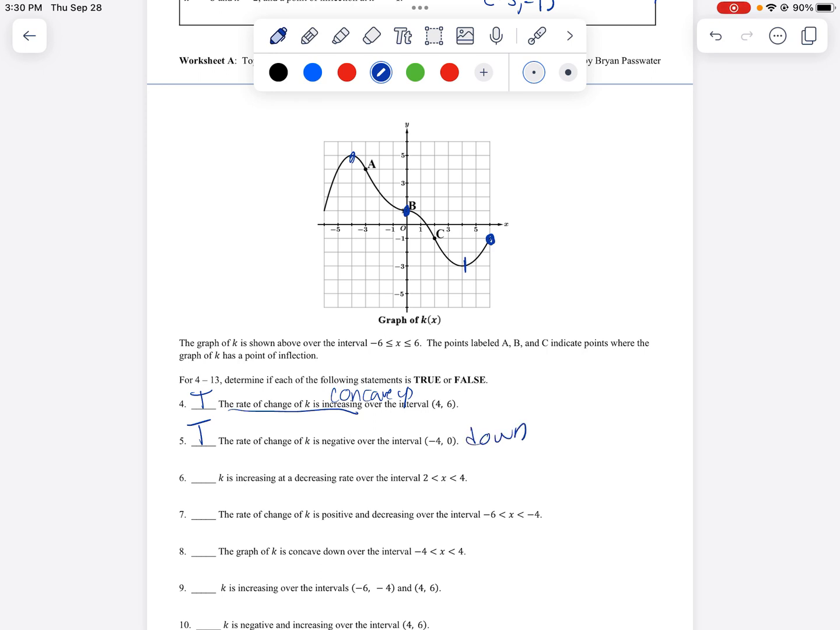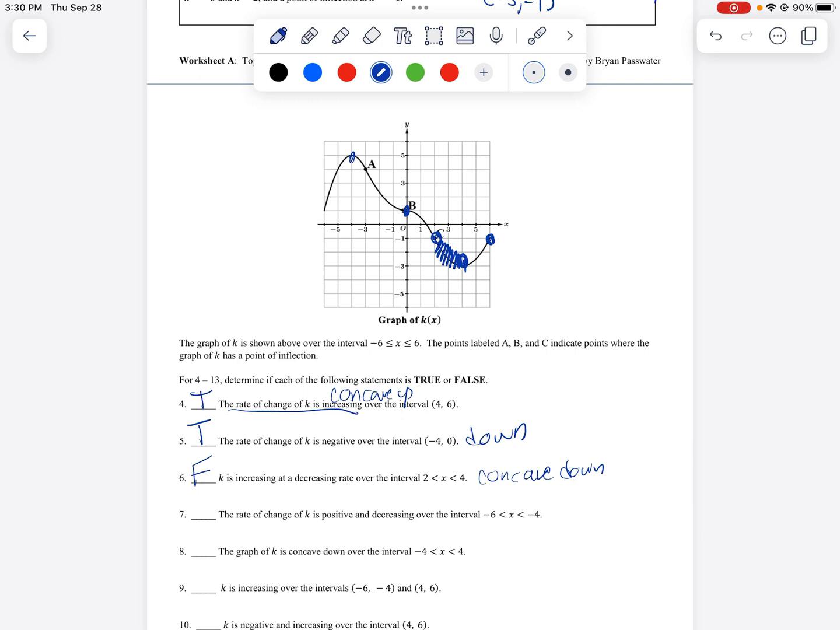K is increasing at a decreasing rate from 2 to 4. Well, I'm going to say that that's false because it's concave down. So it is decreasing, because it's not increasing there, it's decreasing.